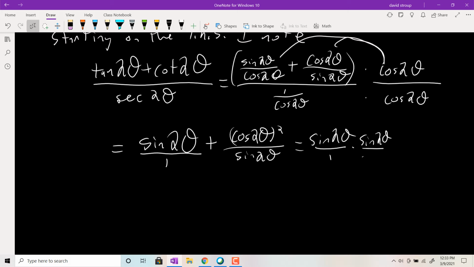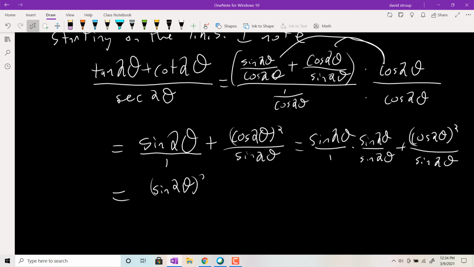I'm going to have to smush this other junk in. So I have cosine 2 theta squared. I'm just putting the square on the outside because of that 2 theta thing. If I put the square on the inside, it just looks crazy. And that's all over sine of 2 theta. Okay. So now we'll have sine squared 2 theta over sine of 2 theta plus cosine squared of 2 theta over sine of 2 theta. So I can combine the numerators. Sine squared 2 theta plus cosine squared 2 theta all over sine 2 theta.